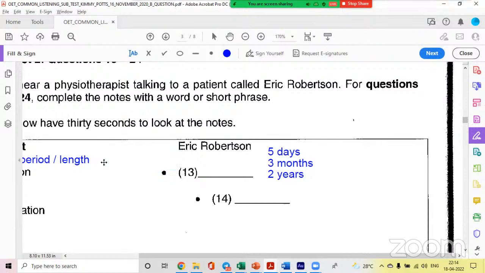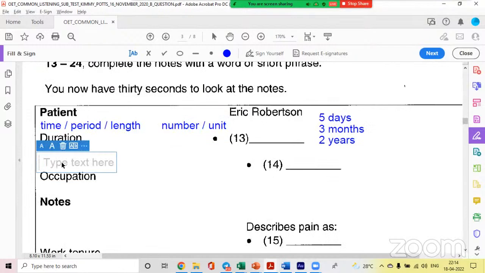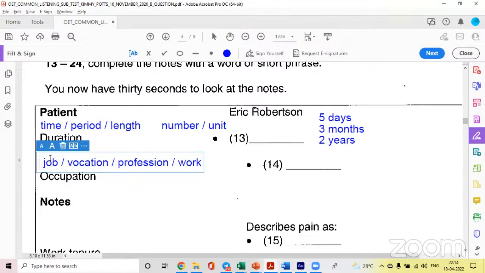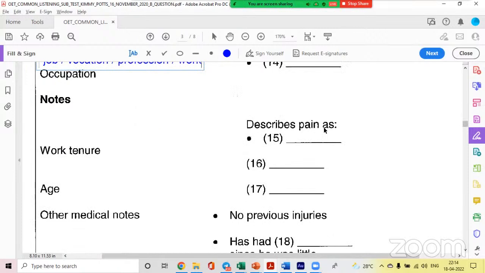And next, occupation means job or vocation or profession or work. So job, vocation, profession, work, occupation, it may be anything there. So you can write that. Then work tenure.